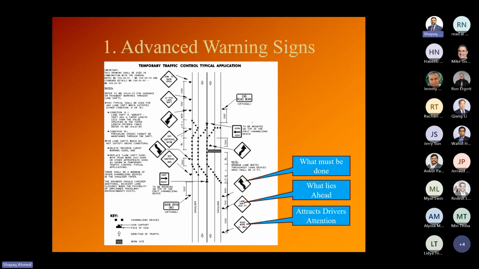This area also includes the shoulder taper, which you can see here. This is the shoulder taper right here, and advanced signs. So basically this entire area from this point all the way until here is the area of advanced warning signs. The main aim of this area is to get the driver's attention and tell them what's going on the roadway, and also tell them what they need to do to traverse through this work area.